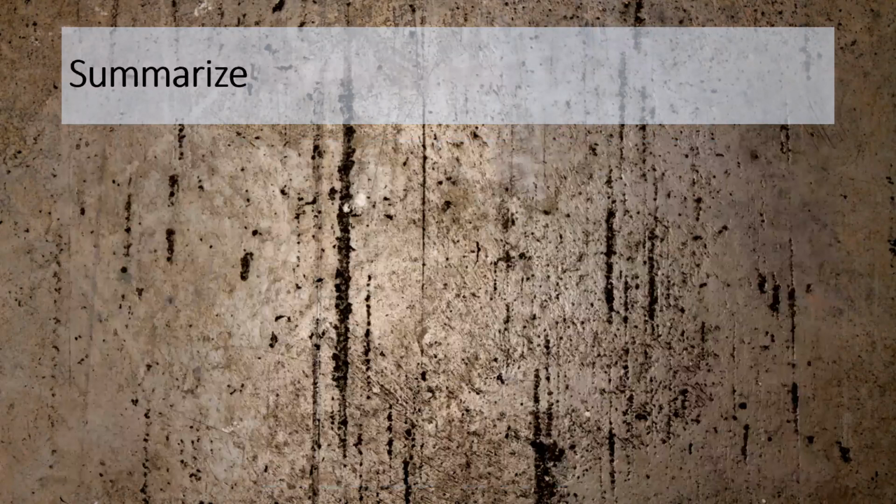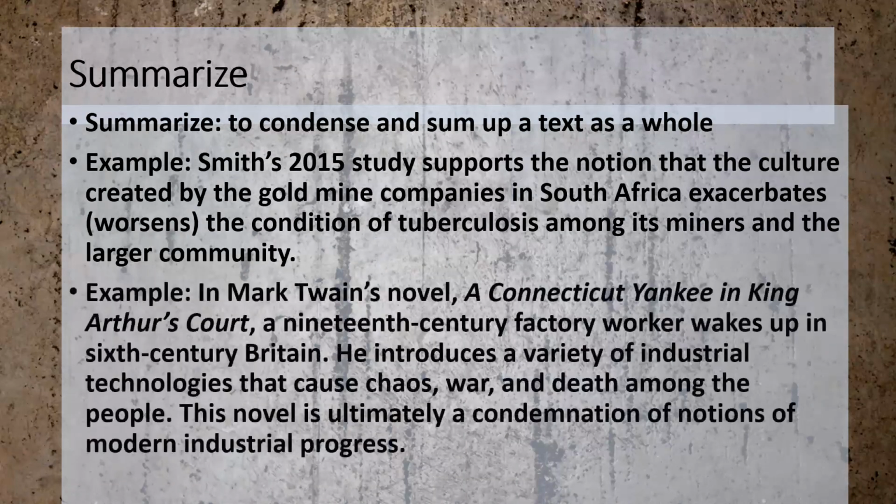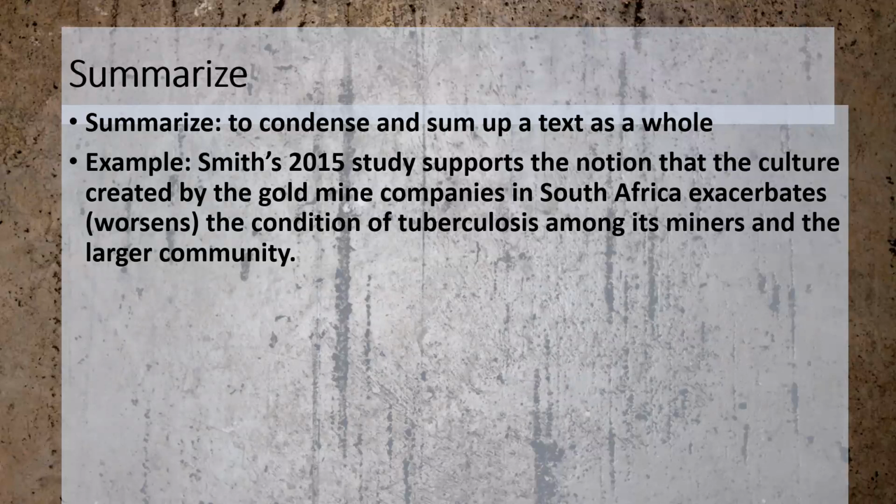So summarizing, here's a couple examples. Smith's 2015 study supports the notion that the culture created by the gold mine companies in South Africa worsens the condition of tuberculosis among its miners and the larger community. So that is a summary of an entire scholarly article, right? It's basically taking the entire content of the article and saying, overall, here's what the article does. And notice real quick, we have the last name of the author and we have the year. So we don't really need an in-text citation because this is everything we need. If I'm a reader, I know to go down to your bibliography and find Smith.